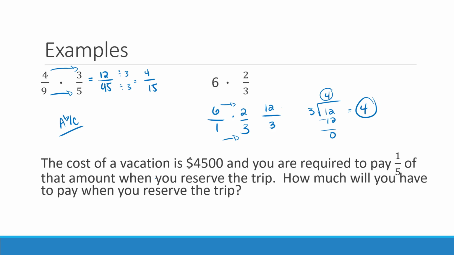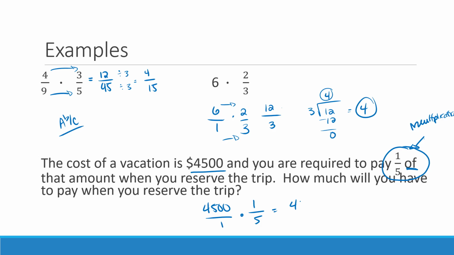Now this one says the cost of a vacation is $4,500 and you're required to pay 1/5 of that amount when you reserve the trip. How much will you have to pay when you reserve the trip? Now, looking for key words here. If you have a fraction of something, "of" after a fraction always indicates multiplication. So what we're saying is if we do 4,500 over 1 and we take 1/5 of that amount, that's how much you'll have to pay when you reserve the trip.